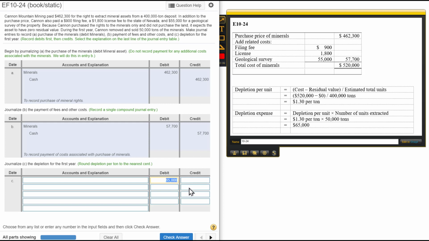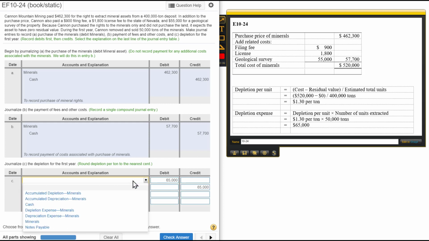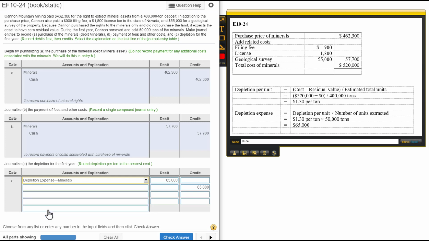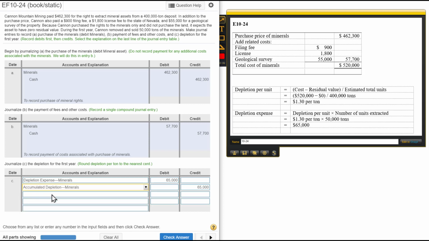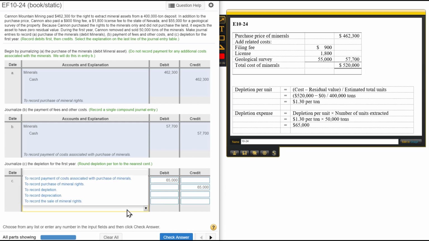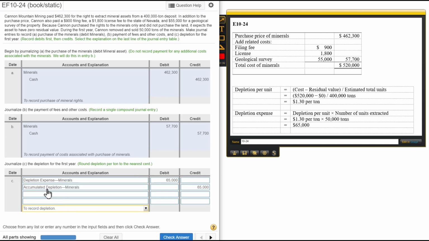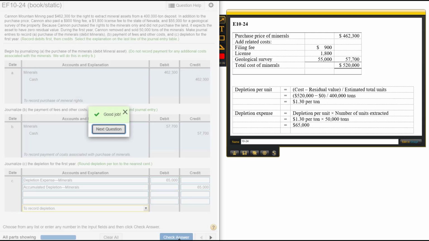Copy and paste. So for the depletion expense, we have to increase an expense. Instead of depreciation, because it's a natural resource, we call it depletion. And then we have accumulated depletion, which will increase with a credit because it's a contra asset. And then we're just going to finish it up with a "to record depletion." And that's it.